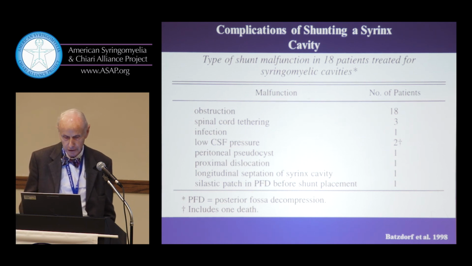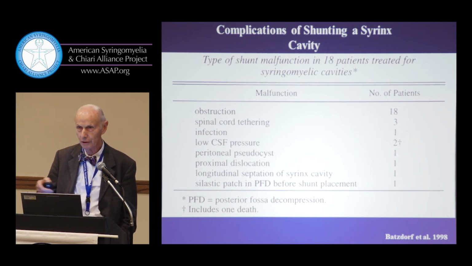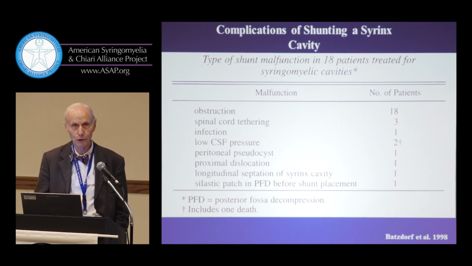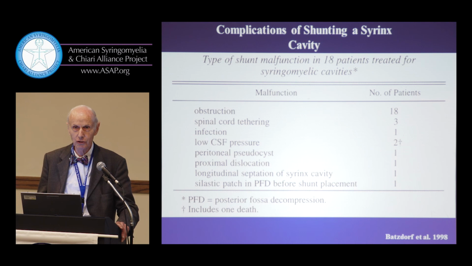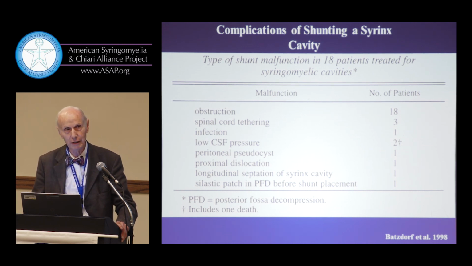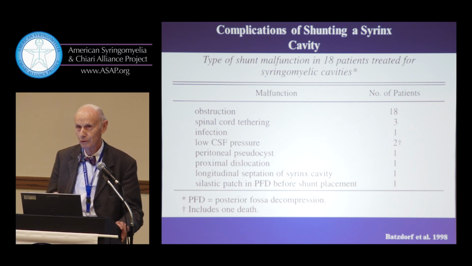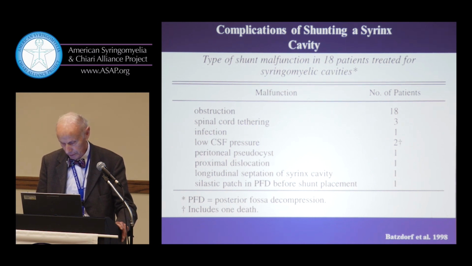But the shunt can get stuck to the dura, which we call tethering, different from tethering that we heard about yesterday. It can become infected. It can, if you recall the slides that I showed from Dr. Millerant's paper, if there's a direct communication between the syrinx and the entire rest of the subarachnoid space, if you shunt such a person, you will develop a low spinal fluid pressure condition, which is associated with its own set of symptoms. And there are other less common complications.